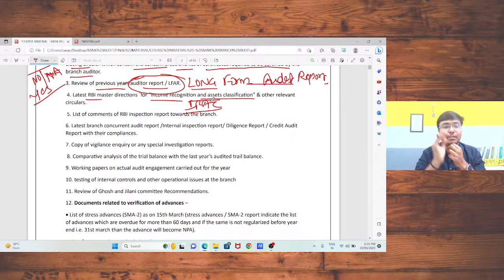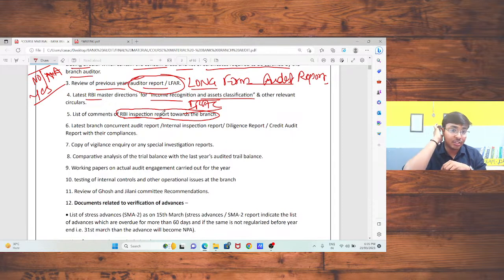You should download that certificate from RBI, that notification, that Master Circular from the RBI website, and you can also download the direction from the ICAI website and from the RBI website. List of comments of RBI inspection reports towards the branch. RBI is also conducting inspection reports for branches.